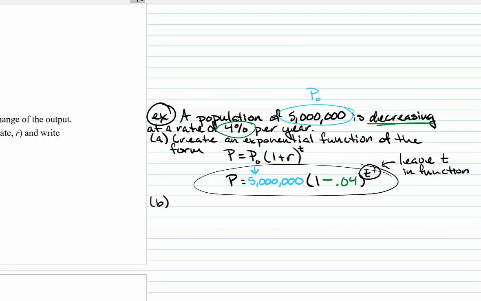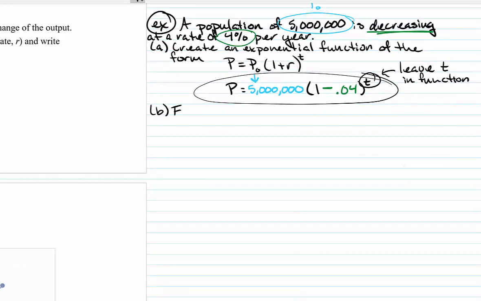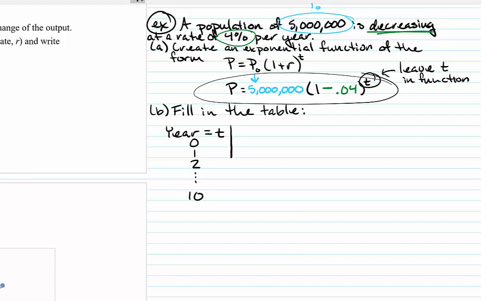Now we can use that function to fill in a table. Let's fill in the following table. We're going to start with years in our left column of the table. Year is T. That's our time. We'll start with 0, 1, 2, and then I'm not going to do the whole table in the interest of keeping this video short for you. I'm going to stop at 10. And then we'll have the population, whatever this population is. I don't know if it's people or animals or bacteria. I don't know. It doesn't matter.